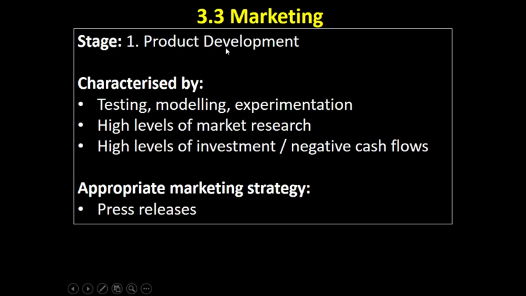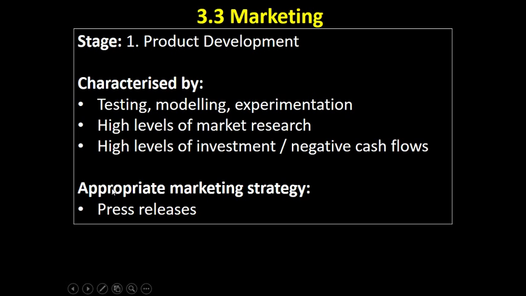So stage number 1 is product development. It's characterised by testing, modelling, experimentation. Businesses will be conducting high levels of market research, high levels of investment, and therefore they're going to have negative cash flows.